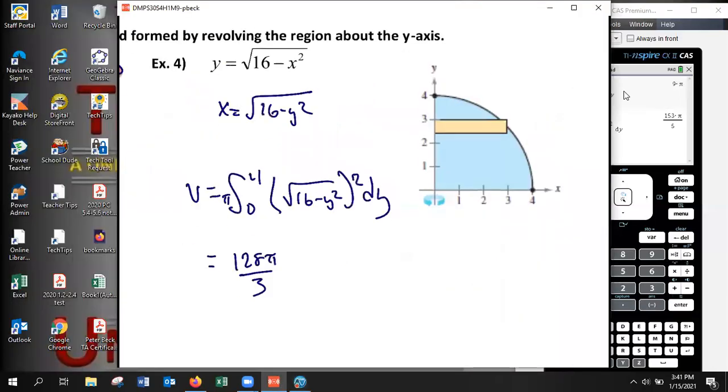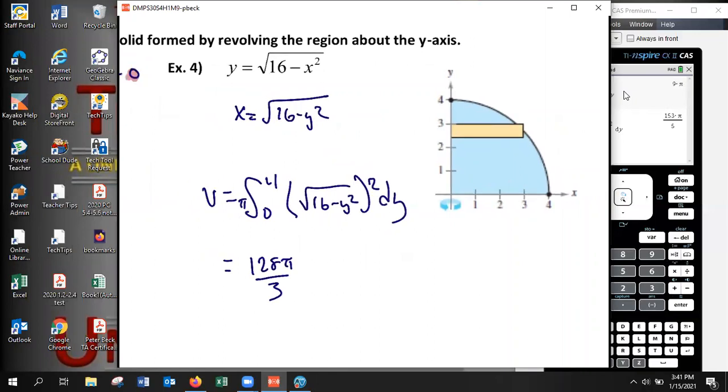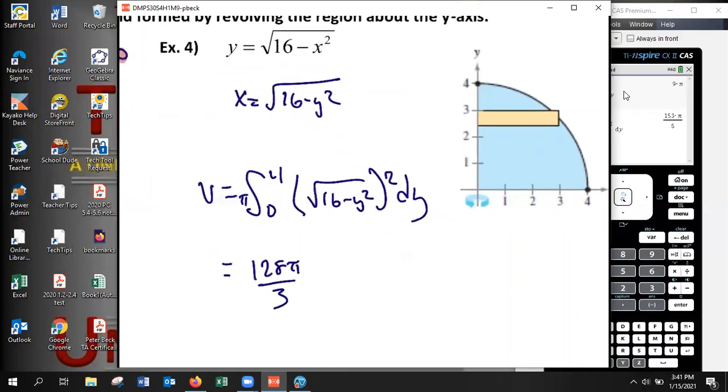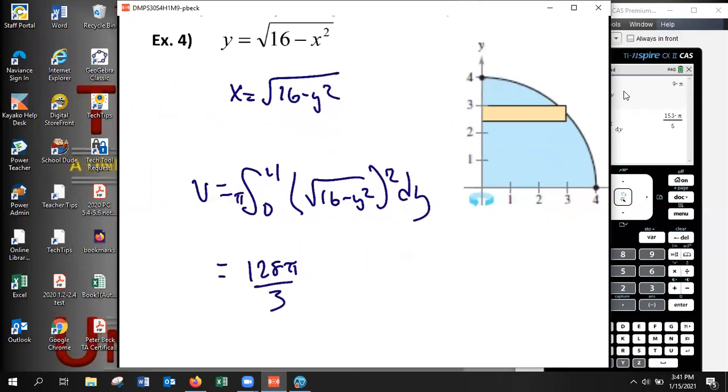All right, on example number 4, I have a lot of students who are like, hey, can we just do this a different way? And I'm like, no, we need to make sure we know how to set it up properly. So in order for us to do this with respect to y, first we need to solve our equation for x. And the steps involved: y squared is 16 minus x squared. So x squared is 16 minus y squared, and we take the square root.